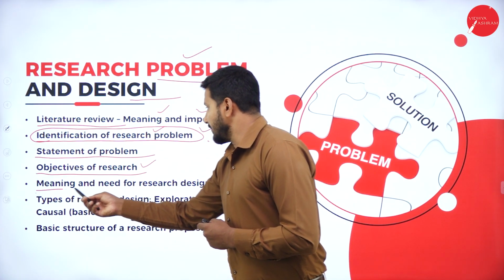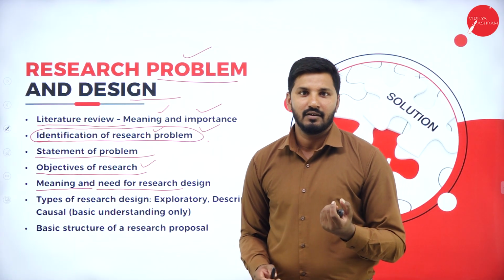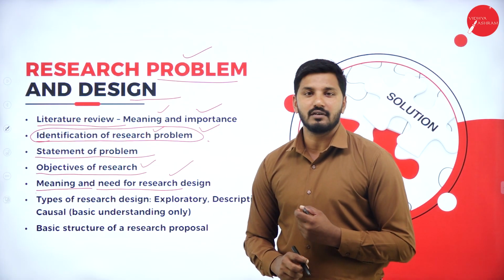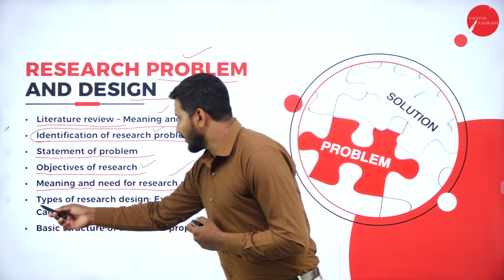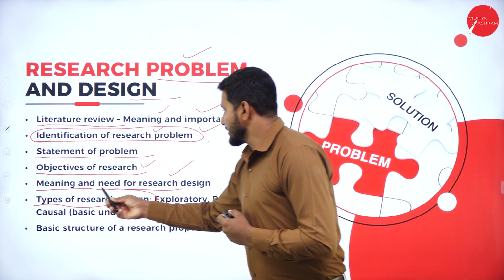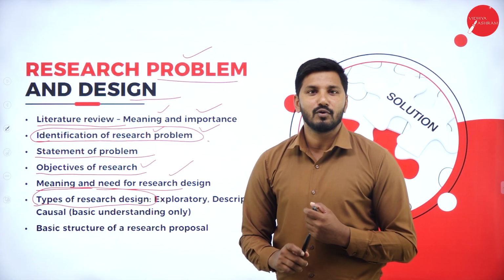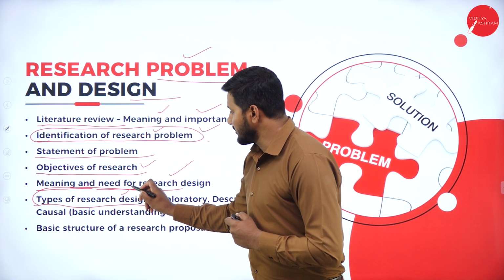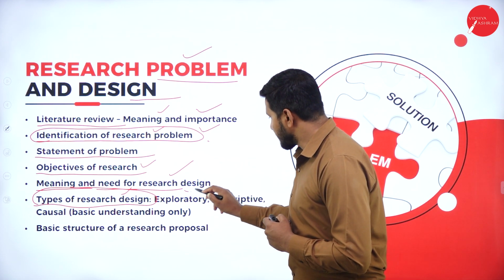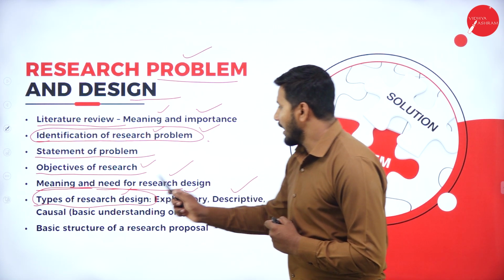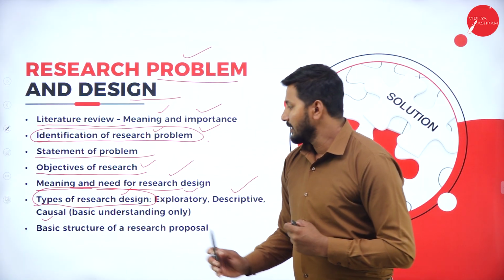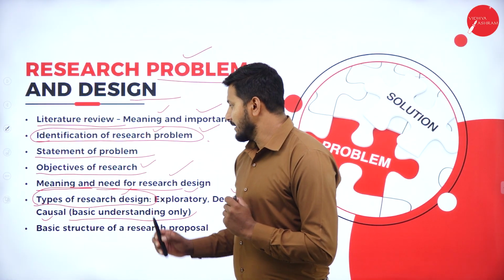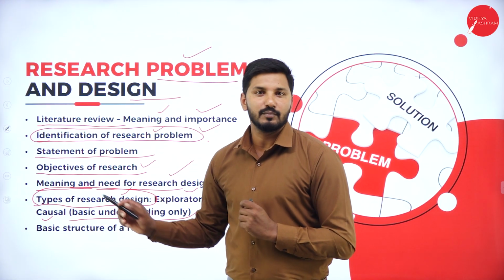And basically the meaning and need for research design. What are all the structures and formats we'll be using to write a design in the particular chapter. So then finally, we'll know the types of research design. In the previous module, we know what are all the types of research. Here you'll know the research design types. In that, exploratory, descriptive, and causal designs will be covered. So the basic concept-oriented types of research design will be known from this module.